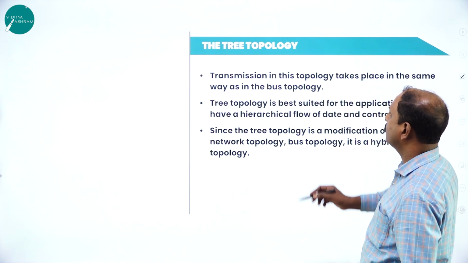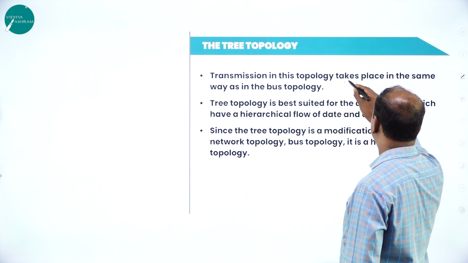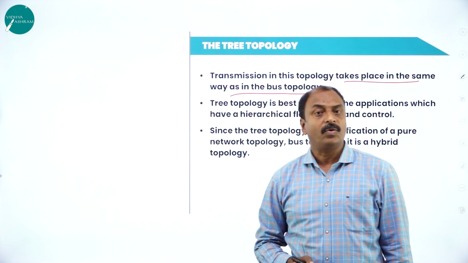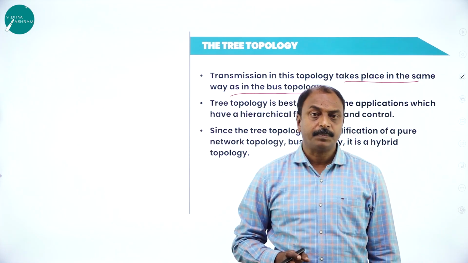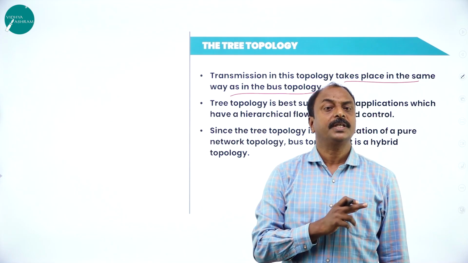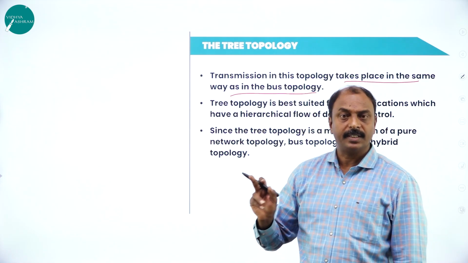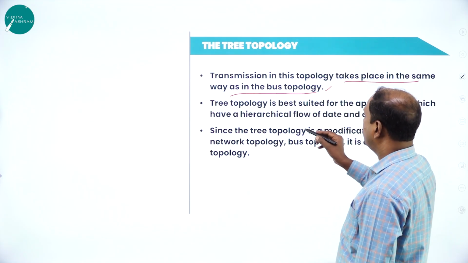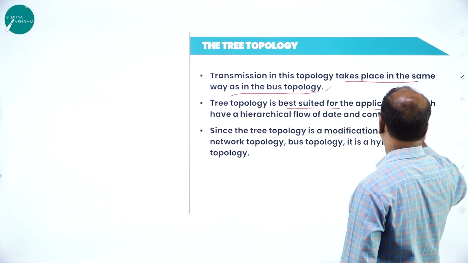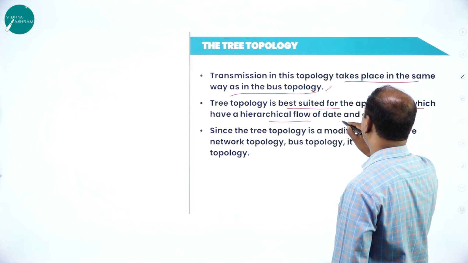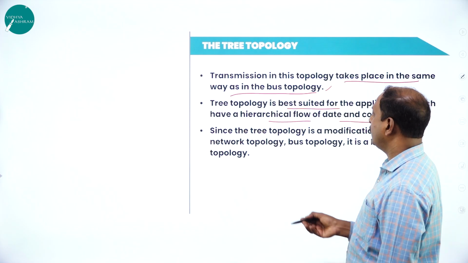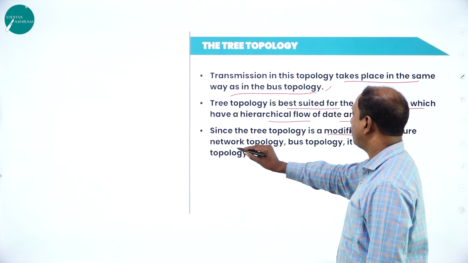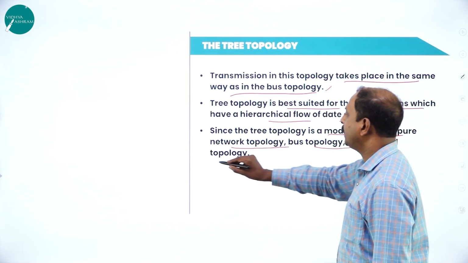Now in the next slide, transmission in this topology takes place in the same way as in the bus topology. In the bus topology, we have seen that data transmission takes place throughout the transmission cable from one end to another end. In the same way, data transmission takes place here. Tree topology is best suited for applications which have a hierarchical flow of data and control. Since this topology is a modification of the pure bus topology, it is a hybrid topology.